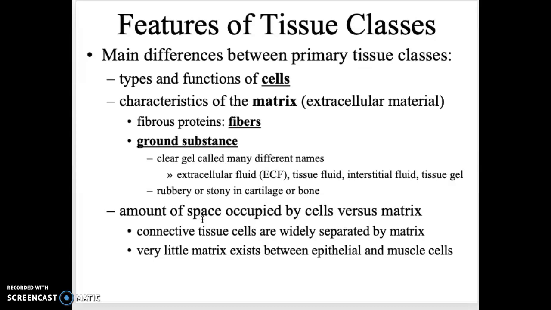And then when we're looking at them, we can see the amount of space occupied by the cells versus the matrix. So for example, in connective tissue, the cells are very widely spread apart, versus in epithelial cell, the cells are very close together.